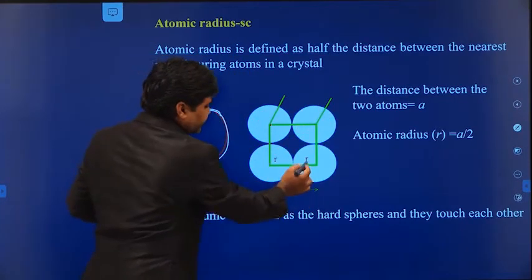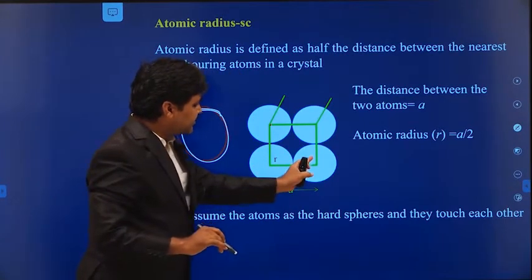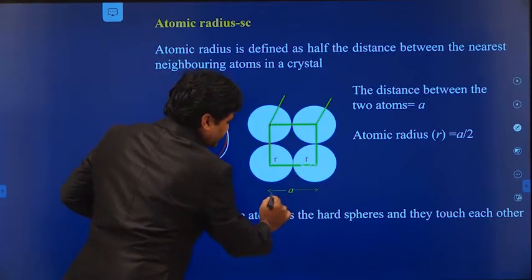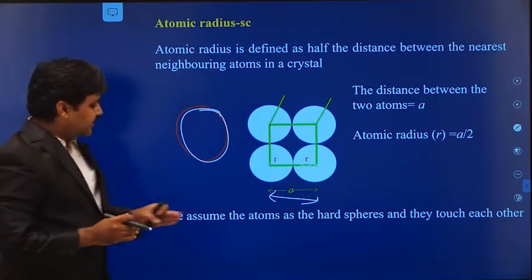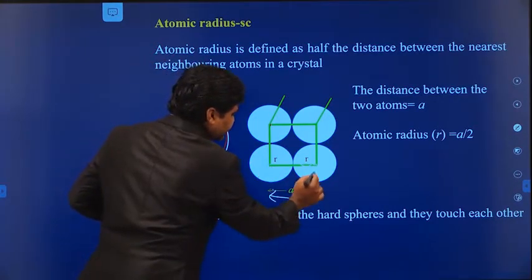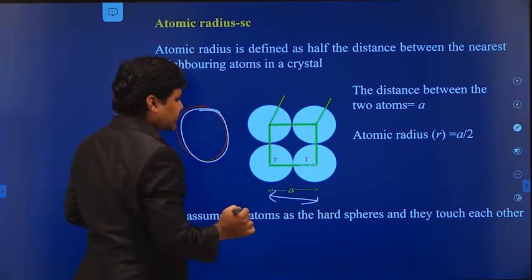So the radius of this atom is equal to R. This is one lattice point and this is another lattice point. The separation between the 2 lattice points is called the lattice constant, and this is equal to a. So the separation between the 2 lattice points is equal to a, and the radius of each atom is equal to R.